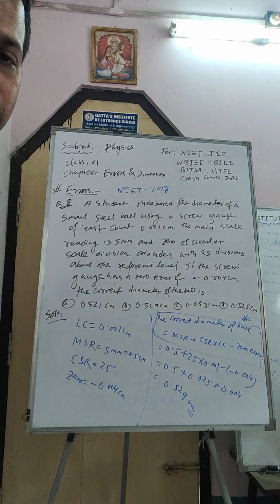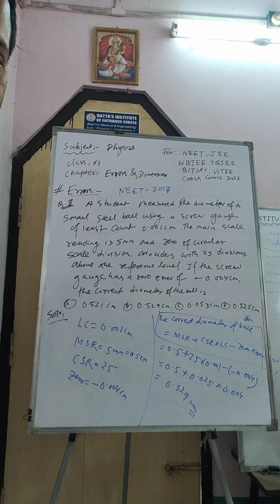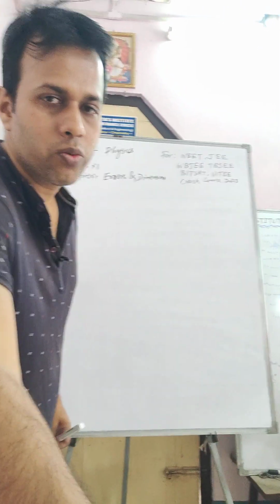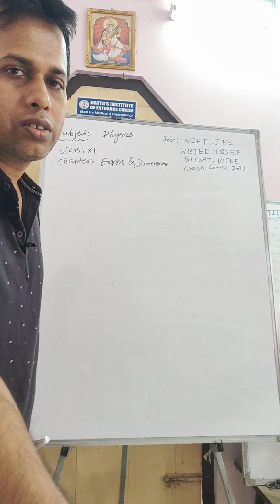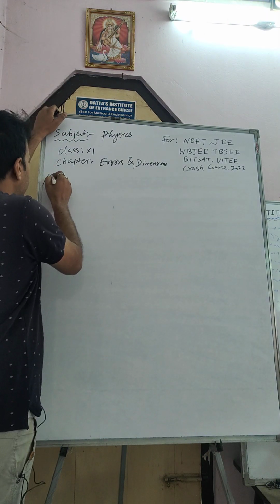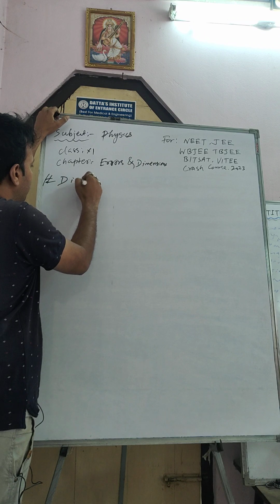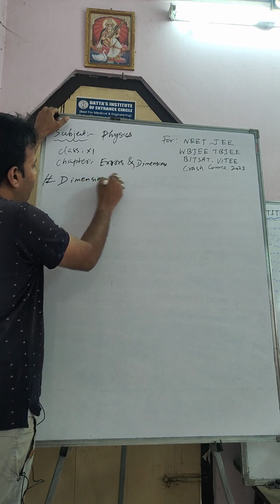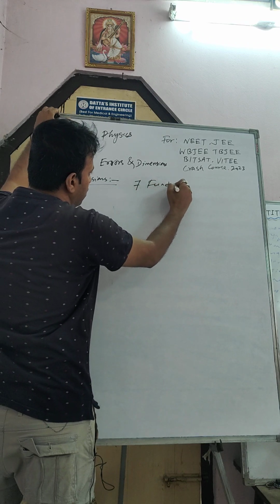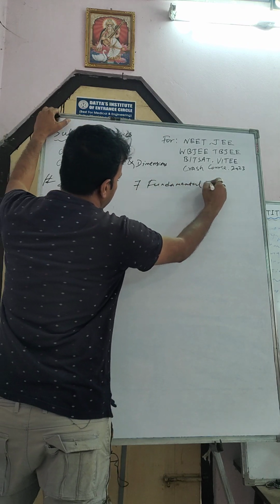So write it down. Students, now we will do dimensions. Okay, we will do dimensions, right? So what is dimension? There are 7 fundamental dimensions.